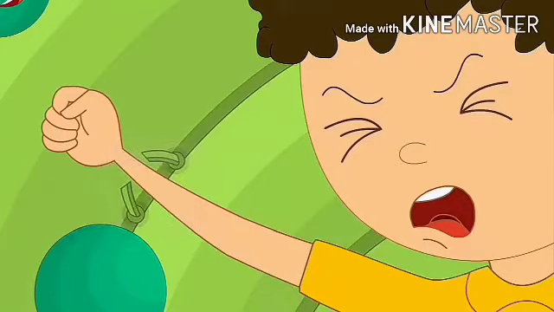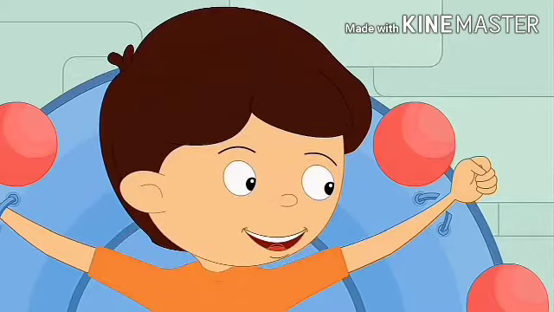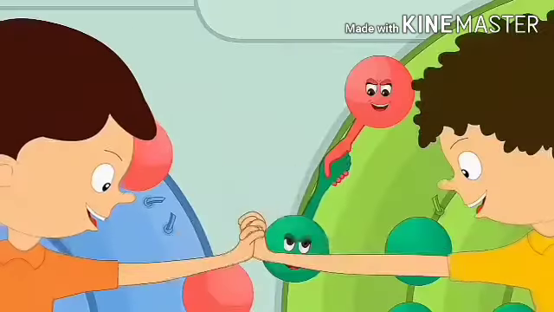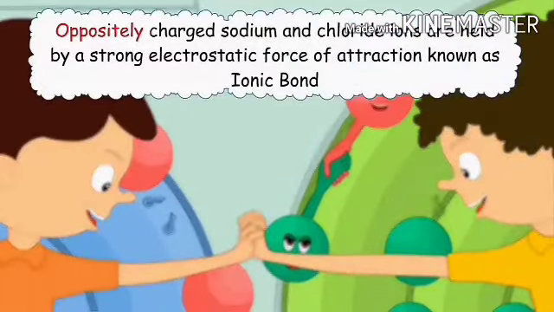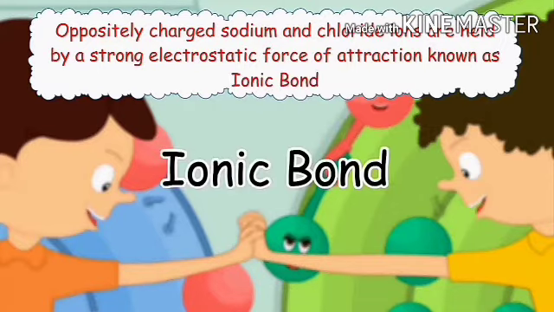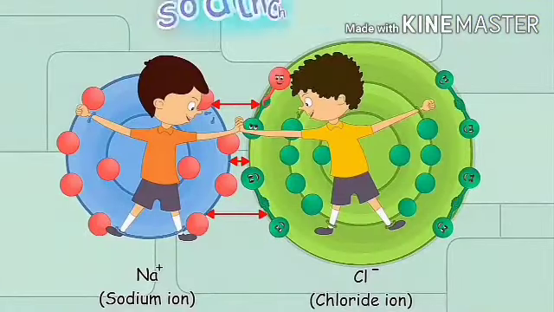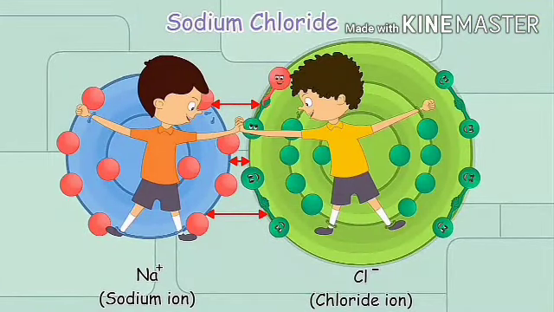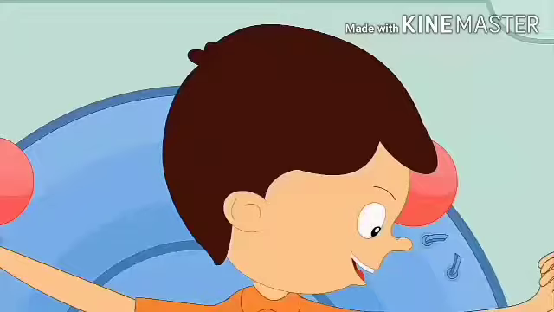This is how the process of ionic bonding works. Oppositely charged sodium and chloride ions are held by a strong electrostatic force of attraction known as an ionic bond. This is the reason why sodium chloride can be a compound.